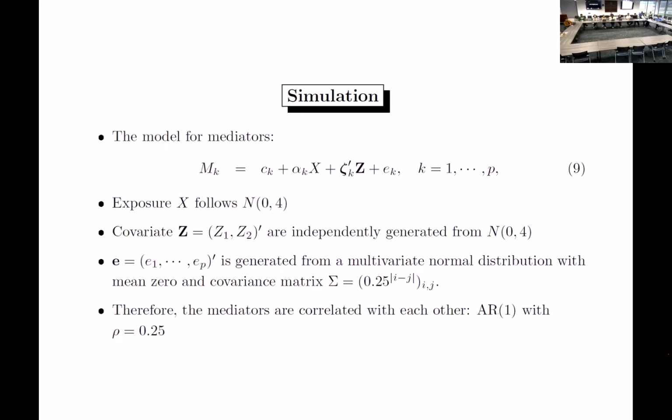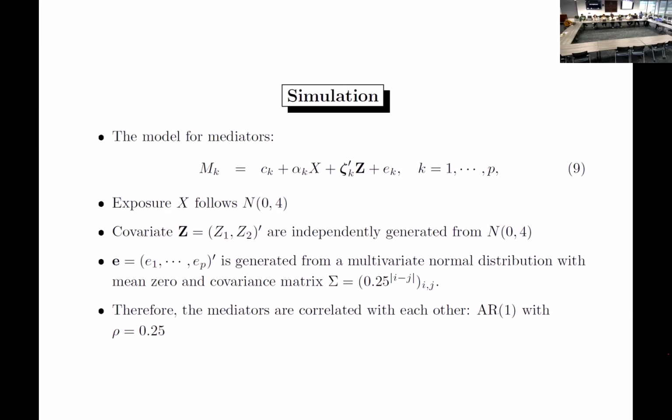Okay. So now let's look at the simulation study. This is the model for the mediator. Basically we regress M on X and Z. X is the exposure, and it follows a normal(0, 4). Cohort Z is independently generated from this normal distribution.